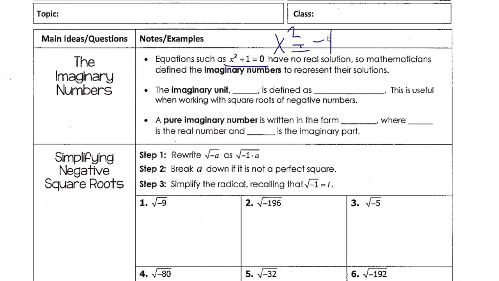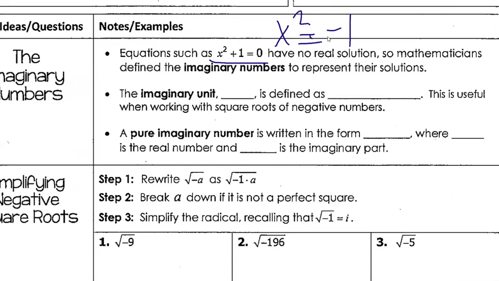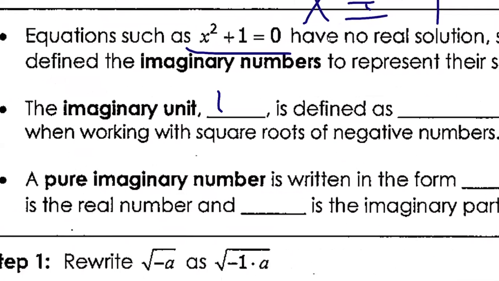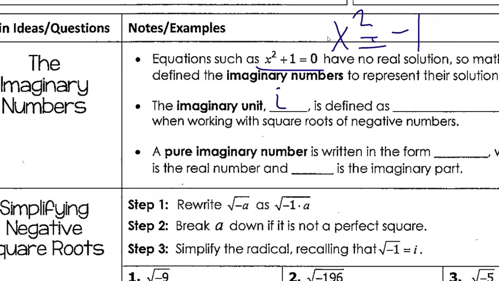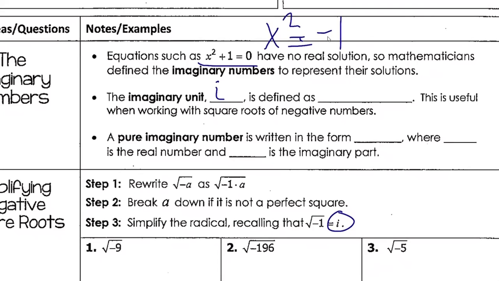So the imaginary unit is a lowercase i with a little tail on it. You may have seen it on a calculator or in a math textbook. We're going to define i as being the square root of -1. This will let us, anytime we get a negative square root, get an answer using these imaginary numbers.